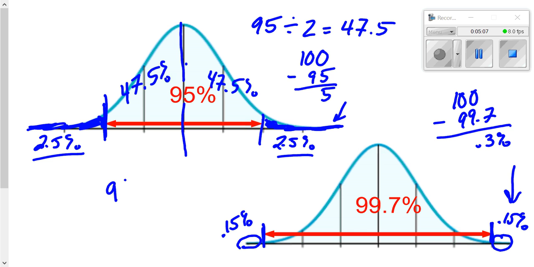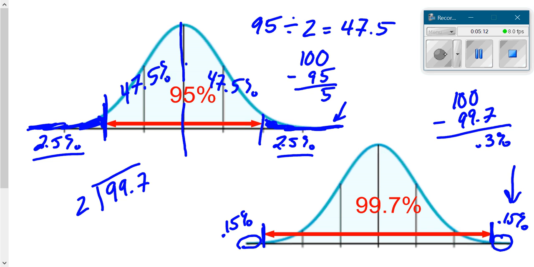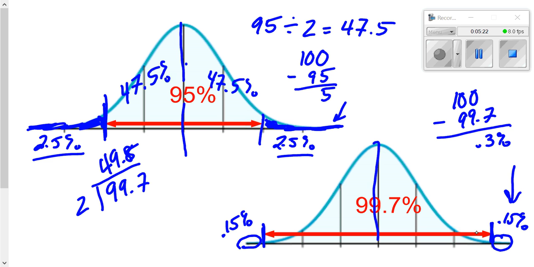And so I want to take 99.7 and cut that in half. And so cutting that in half will leave me with 49.85%. So that's going to be what this chunk is from here to here, and that's what this chunk is from here to here.